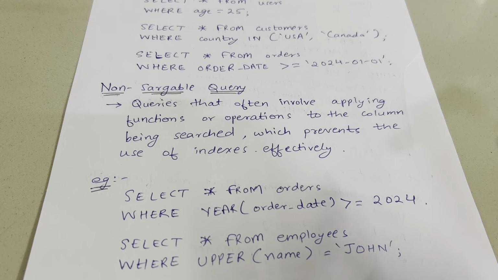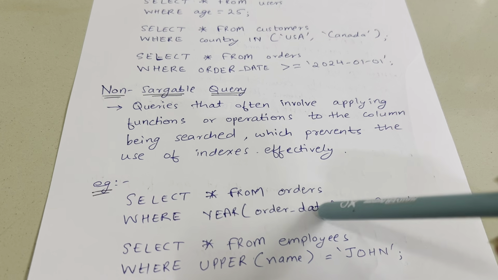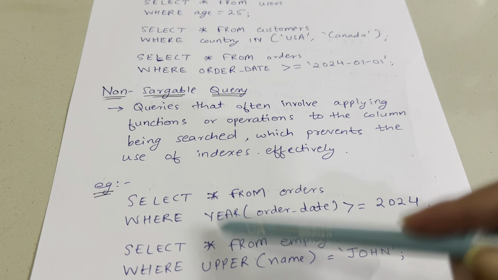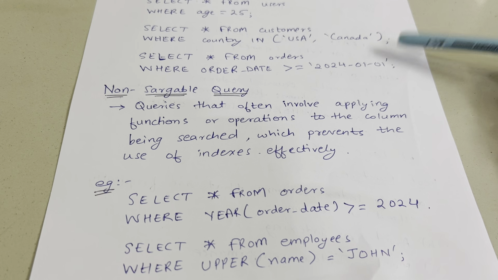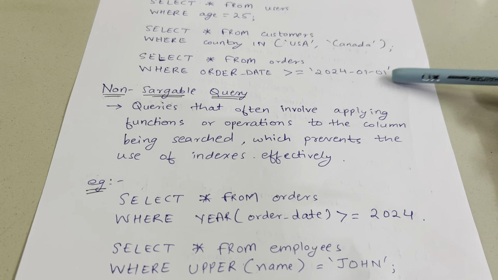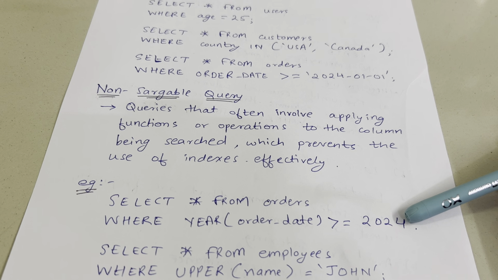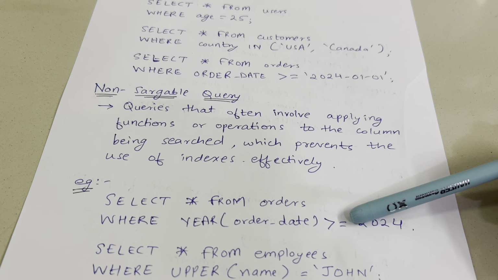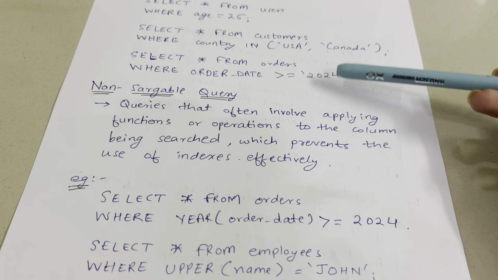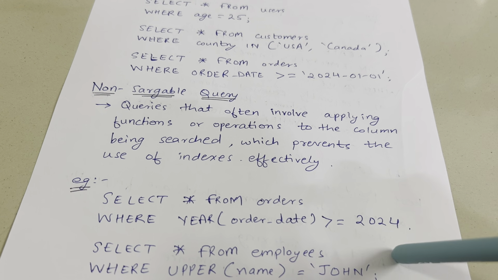Now the non-sargable query. SELECT * FROM orders WHERE YEAR(order_date) >= 25. Here we are using the function YEAR. If you see the last query and this query, both are going to return the same results, but the last one is faster than this one. Why? Because here we are using a function, so this will prevent the use of indexes effectively.